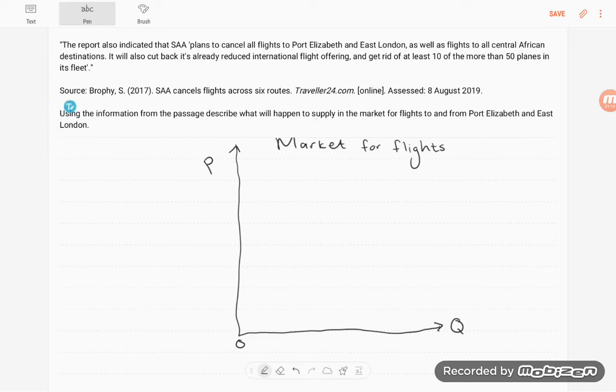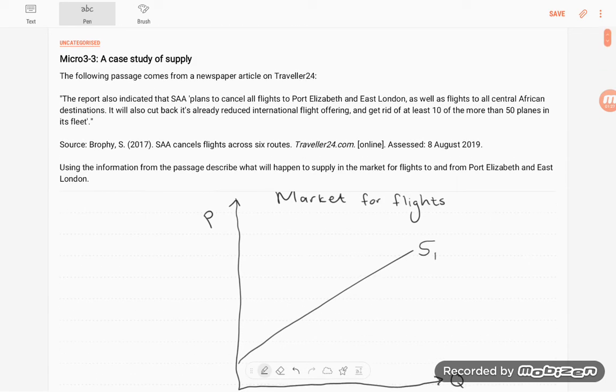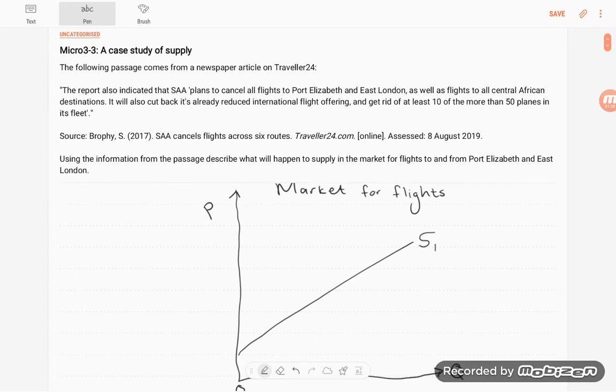Also, the question asks what will happen to supply. So we only need to focus on supply. Supply has a positive slope. Let's read again. SAA plans to cancel all flights to Port Elizabeth and East London. The question asks to and from Port Elizabeth and East London.